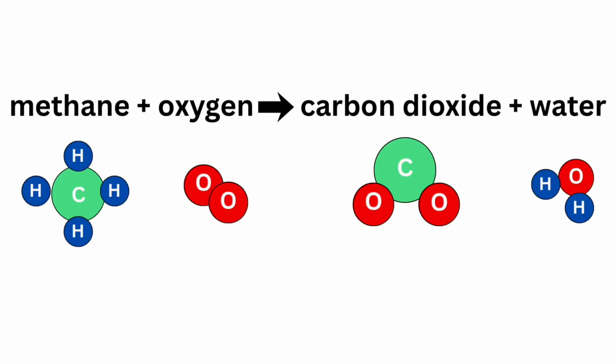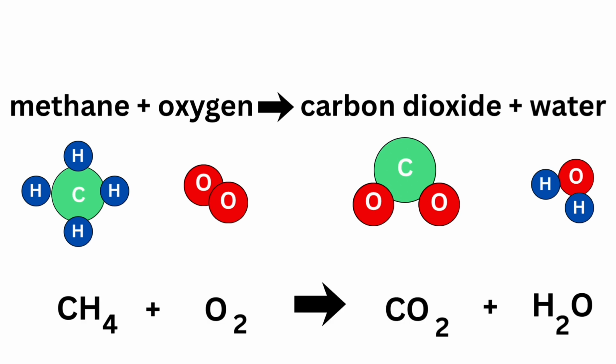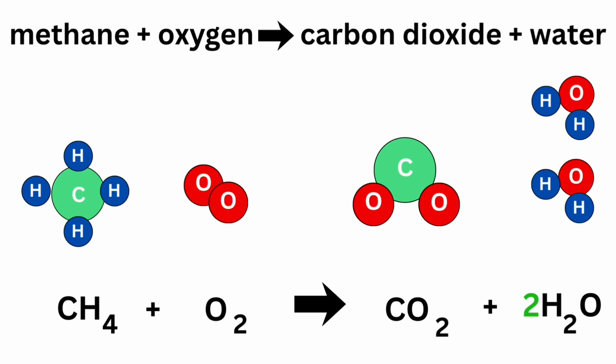So we can write a word equation. Methane plus oxygen reacts to make, which we show with an arrow, carbon dioxide and water. We can also write a symbol equation, but we need to make sure it's balanced. At the moment, the reactants contain a different number of atoms to the products. There are 4 atoms of hydrogen at the start, so we need 4 atoms of hydrogen at the end. This means we need to make 2 molecules of water because each contains 2 hydrogen atoms.